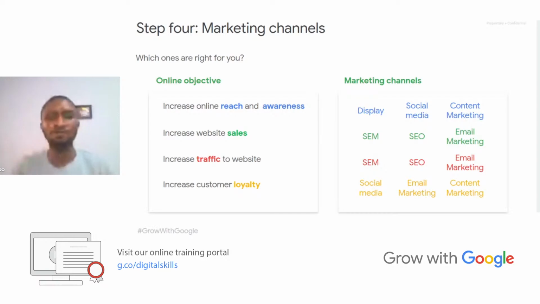So if it's all about improving traffic to your website, you have search engine marketing, you have SEO, you have email marketing. These are key marketing channels to leverage if that's your online objective. If building customer loyalty is your online objective, make sure you're leveraging social.